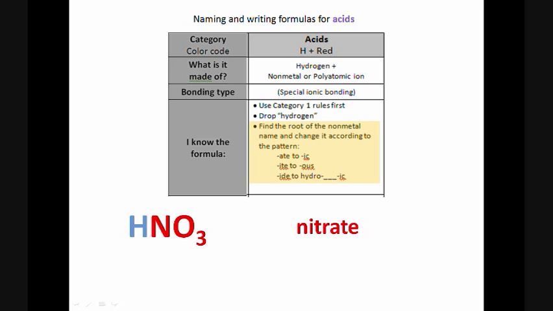Now we have to use the pattern. Nitrate's root is NITR, and it ends with ate, so we need to use the ate to ic part of the pattern to write its name. That gives us nitric acid.